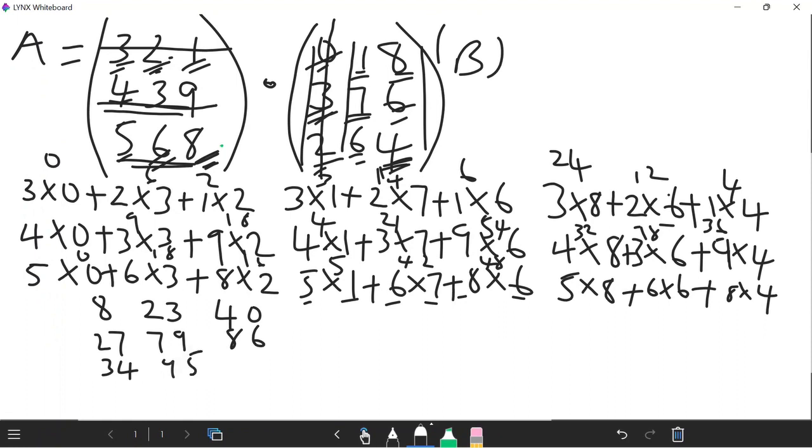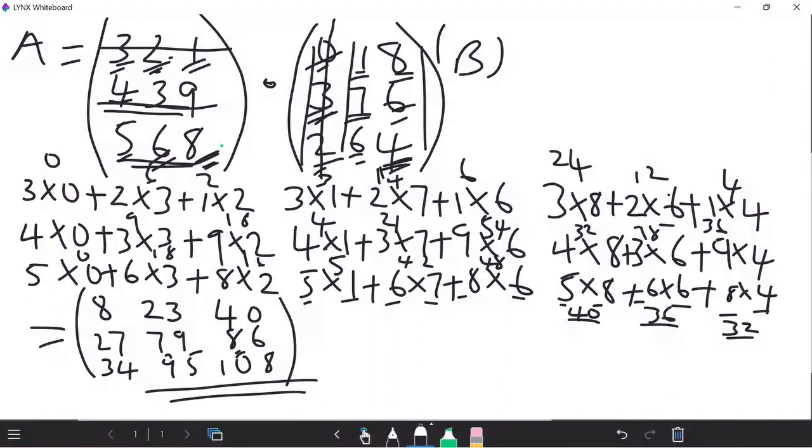So let us proceed. The last one, we have 5 times 8 that will give you 40. Then 6 times 6 will give you 36. And definitely 8 times 4 will give you 32. So when you take 32 plus 36 plus 40, it will give you 108. And this now here is our resultant matrix. When you multiply a 3 by 3 matrix, it will give you this as the answer.